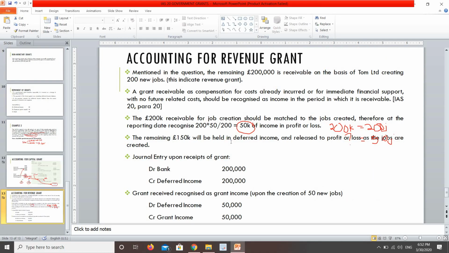So in the next video, we will be looking into another IAS, which is the financial instrument.